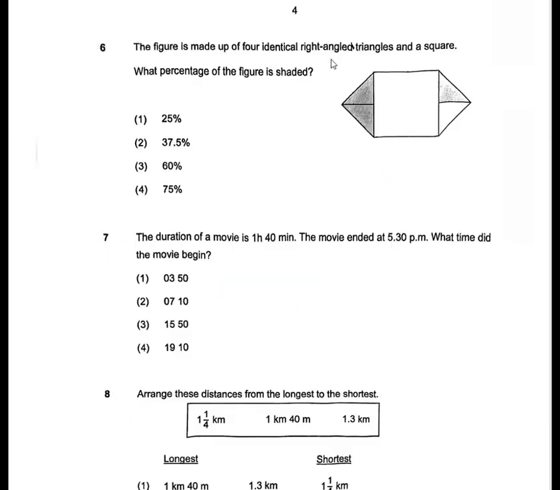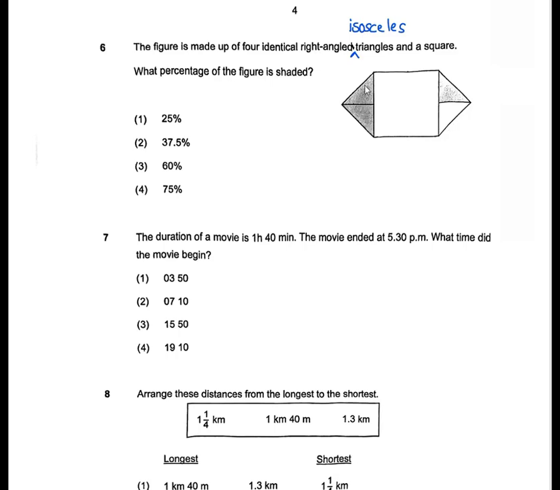The figure is made up of four identical right angle triangles in a square. What percentage of the figure is shaded? In my opinion, actually, this should have been four identical right angled isosceles triangles. If that is there, then this makes perfect sense in solving this issue. Otherwise, we would not be able to solve this.